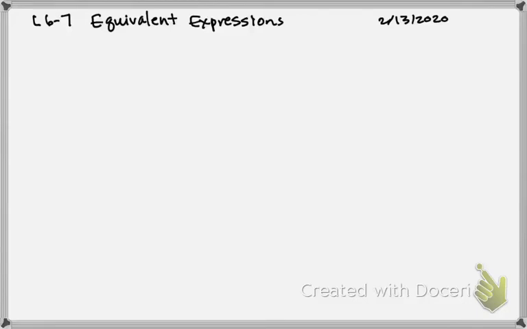Hey guys, welcome to the last set of notes for Chapter 6. This is Lesson 6-7, Equivalent Expressions. Today's date is 2/13/2020. To be honest with you, I think this is a lousy title. Basically, what we're going to do is talk about the third thing that the distributive property can do, and that's called combining like terms. But in order for us to discuss that, we need to get some vocab straight.